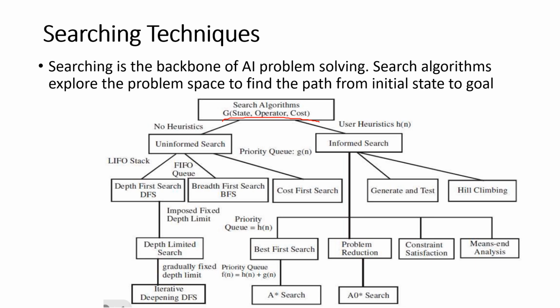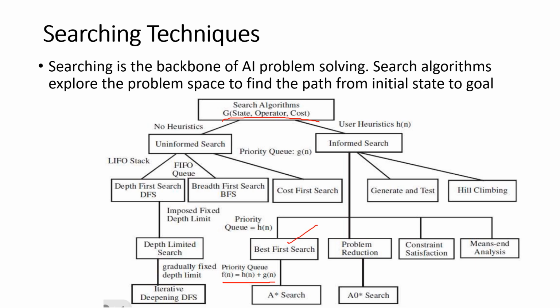Here we can see that the A-star algorithm combines f of n equals h of n plus g of n. So h of n is the heuristic and g of n is the path cost. And this is actually the most important algorithm for real world AI. We can also see best first search, which chooses the best looking node.